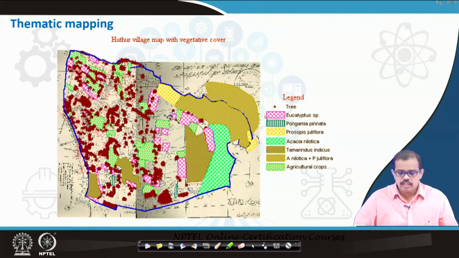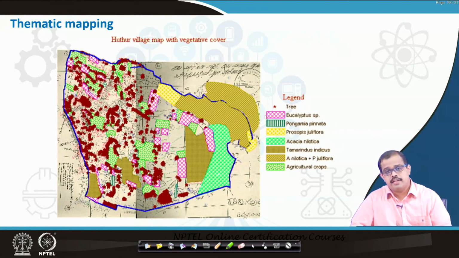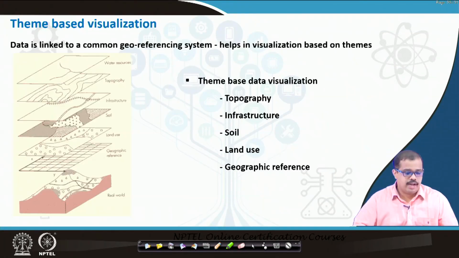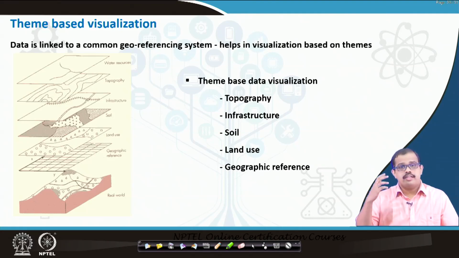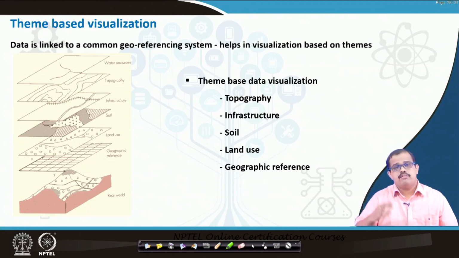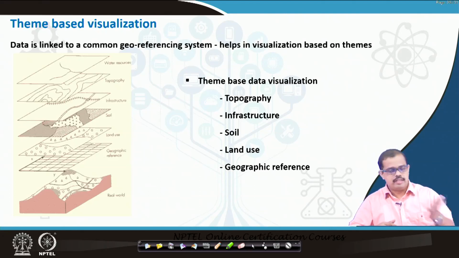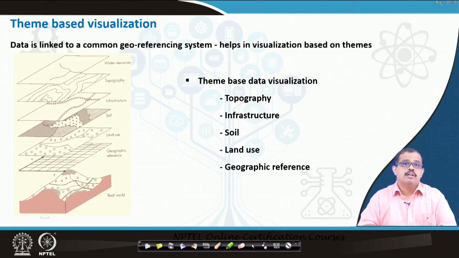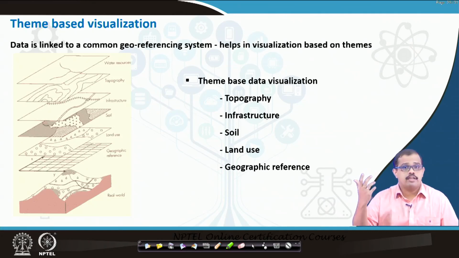So this is how thematic mapping is done, and it is extremely useful in terms of looking at change, giving information to the user, giving information to a common man, and can be extremely handy. If you are looking at theme based information, for example, you have one image, you are looking at temporal data, so that's fine. But theme based information can also be used for visualization of various aspects. For example, visualization having topography, infrastructure, soil, land use, geographic reference, anything that you name.